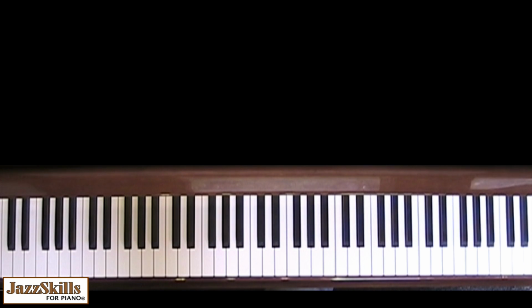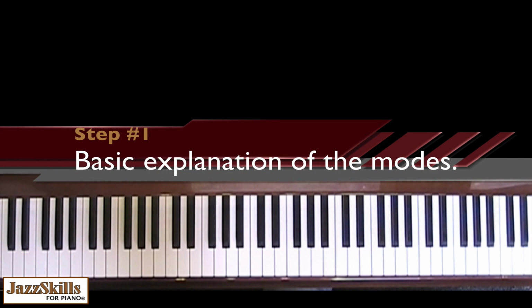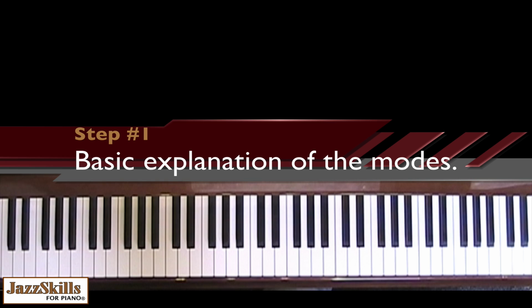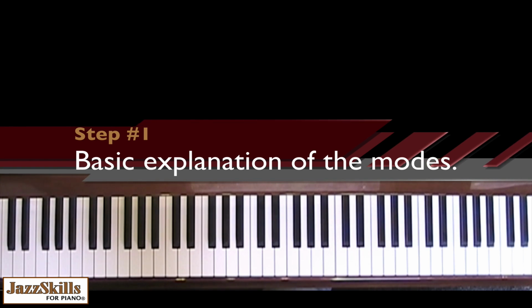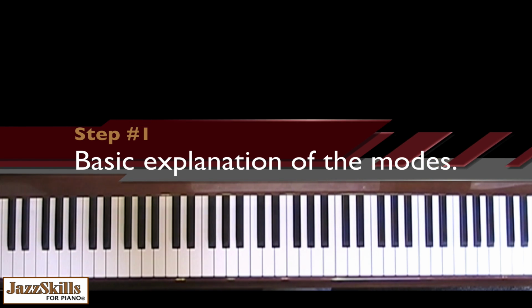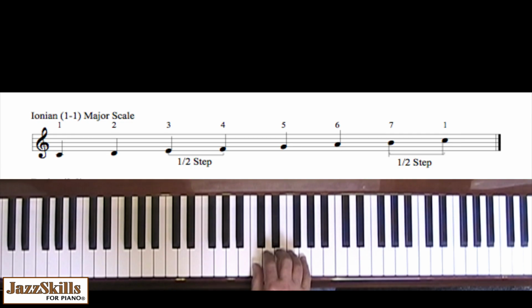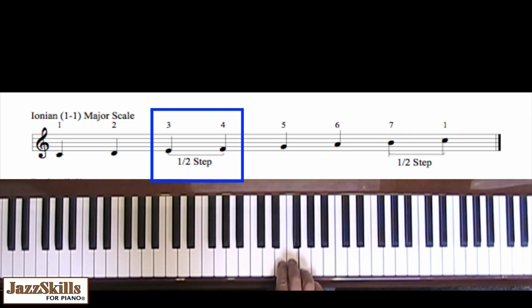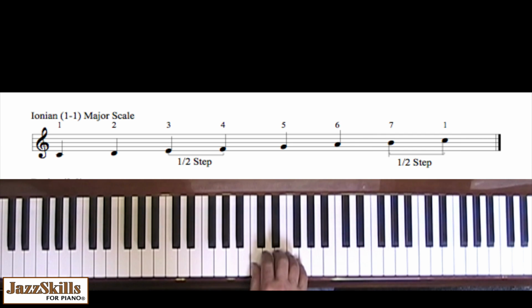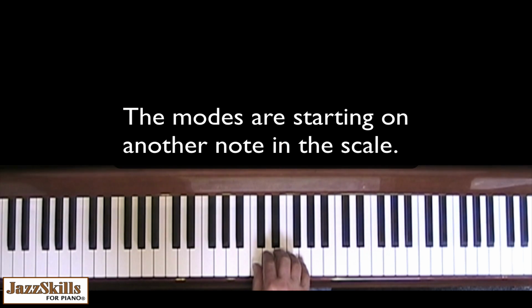I think the easiest way to describe modes is to use the major scale. Now keep in mind you can have modes from any scale. But if we have the major scale, it's a major scale because it has half steps between 3 and 4, 7 and 8. There's a C major scale. So the modes are, very simply, starting on another note.